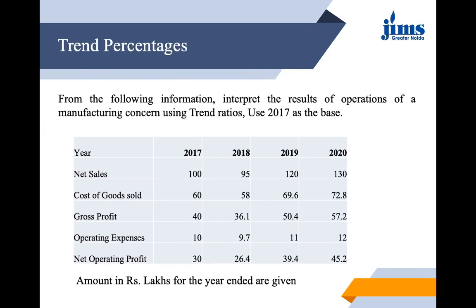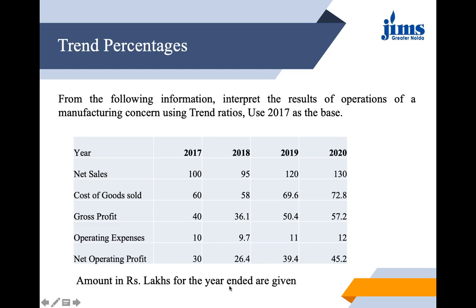Here is a question. From the given information, we need to interpret the results of operations of a manufacturing concern using trend ratios, and we need to use 2017 as the base. You can see the net sales of four years are given: 2017, 18, 19 and 20. Cost of goods sold, gross profit, operating expenses and net operating profit are also given, and all these amounts are in rupee lakhs for the year ended.